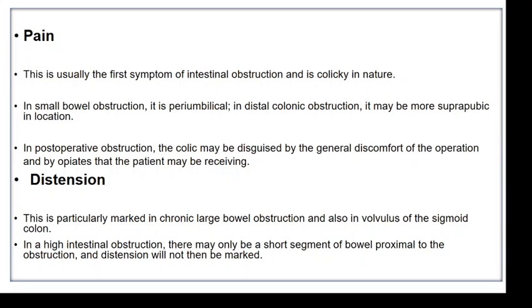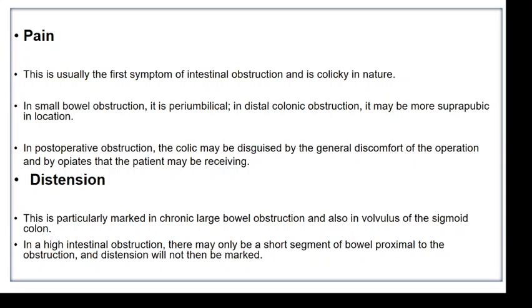The pain is one of the symptoms, and usually it is colicky in nature. In small bowel obstruction, it starts in the periumbilical area, because, as we know, the small bowel is part of the midgut, while distal colonic obstruction results in suprapubic pain, and it's also colicky.